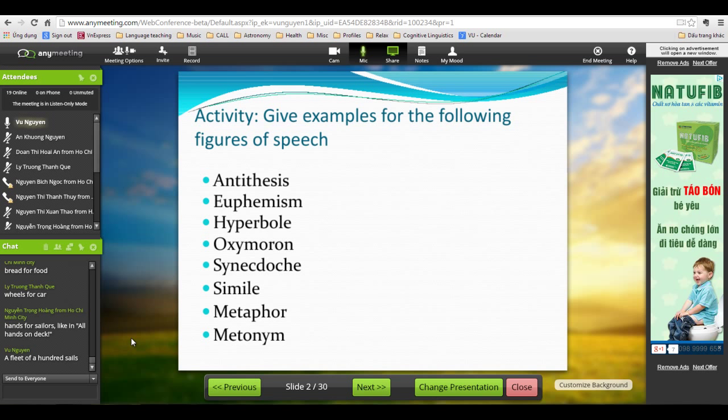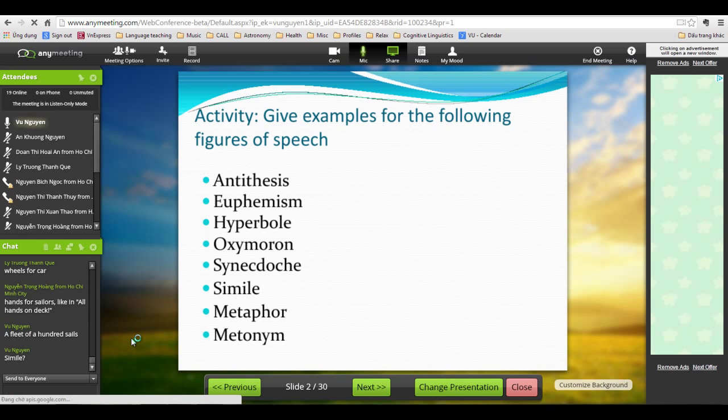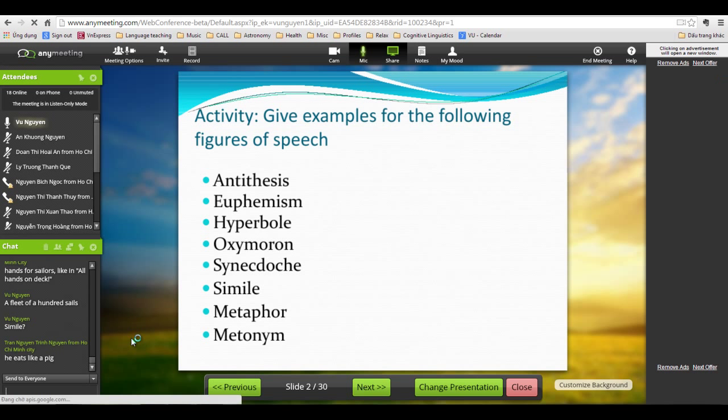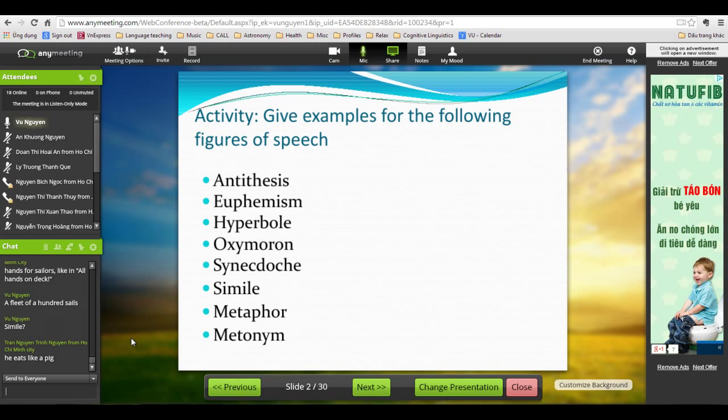Right, and lastly, before we end this activity, simile. It's very familiar to us. Now, please type an example using a simile for me. So in simile, we make direct comparison using as or like. Okay. Yeah, he eats like a pig. My love is like a red, red rose.